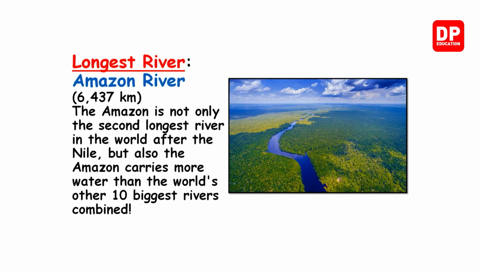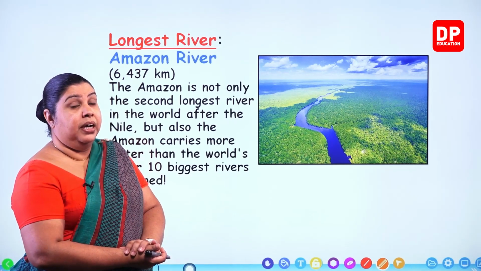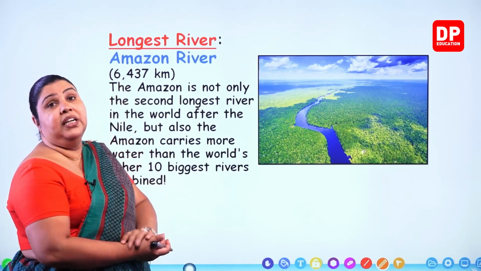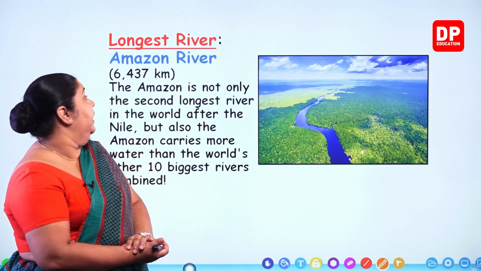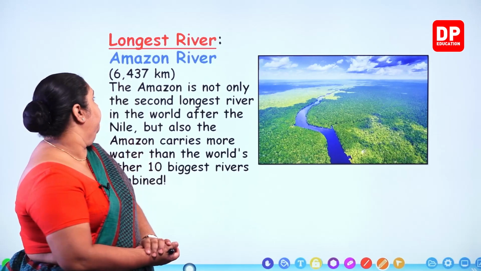Then what is the longest river in the South American continent? Oh, it is the Amazon River. Amazon ගඟ තමයි පුතේ දකුණු ඇමරිකාවේ තියෙන විශාලතම ගඟ. How long is that river Amazon? It is 6,437 kilometers. Oh, 6,437 kilometers. ඒ ගඟ දිගයිලු.